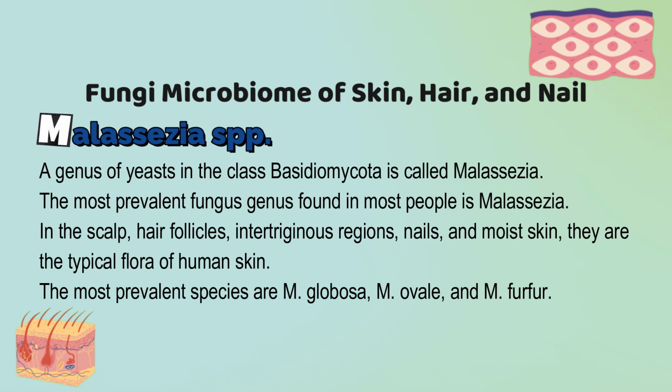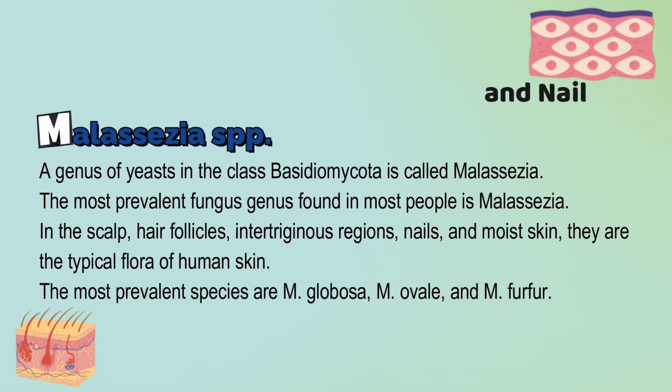In the scalp, hair follicles, intertriginous regions, nails, and moist skin, they are a typical flora of human skin. The most prevalent species are Malassezia globosa, Malassezia ovale, and Malassezia furfur.